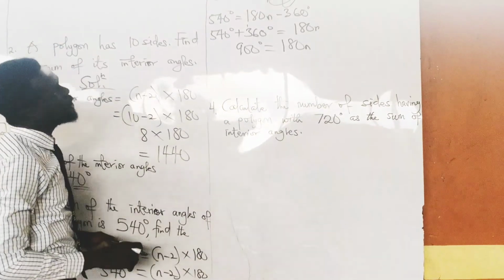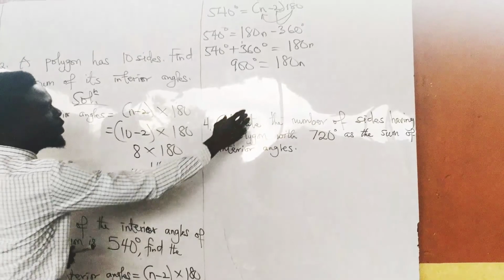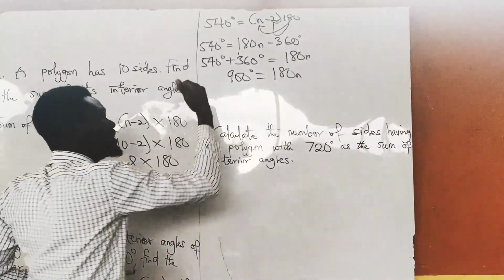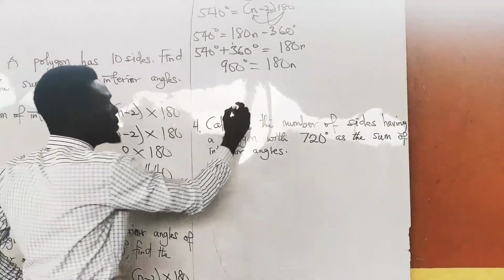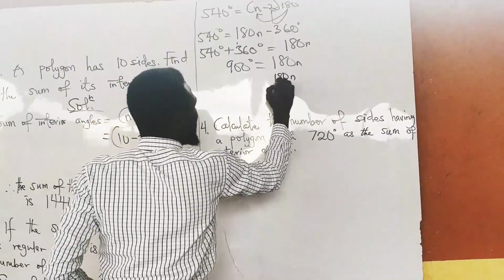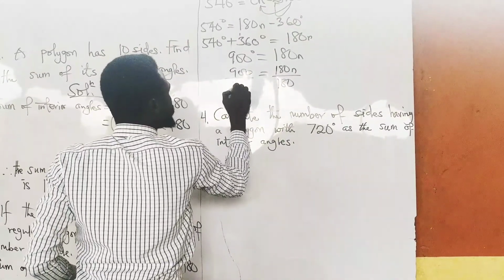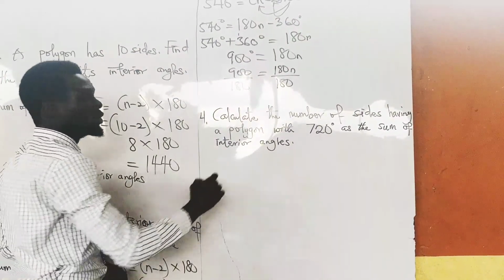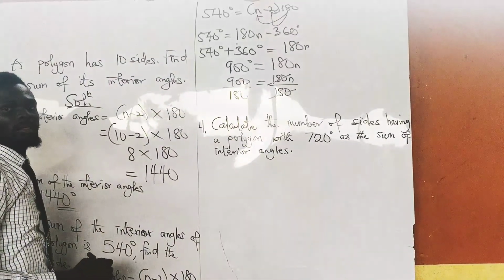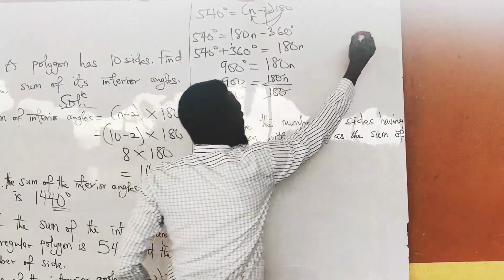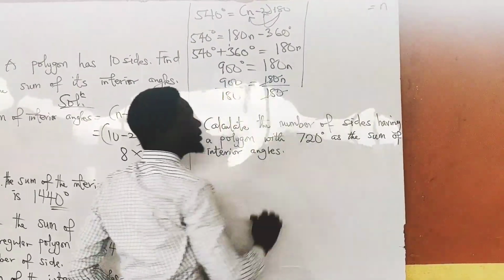Good. What do we do next? We want n. So we divide both sides by the value close to n. So I'm going to divide 180n by 180 and divide the 900 also by 180. So 180 will cancel 180. Now you notice that n is standing alone as n.